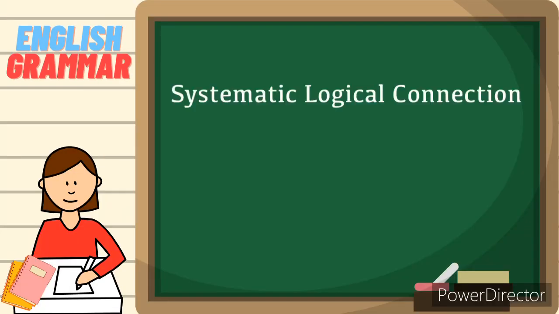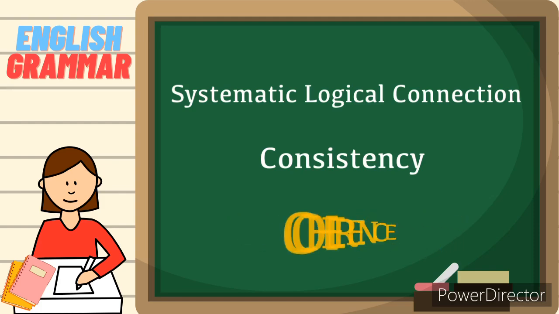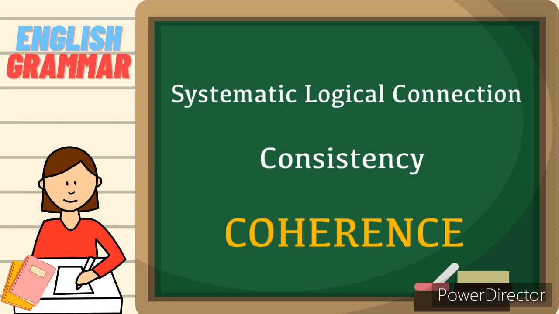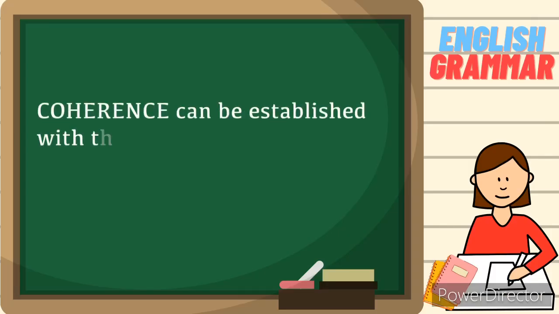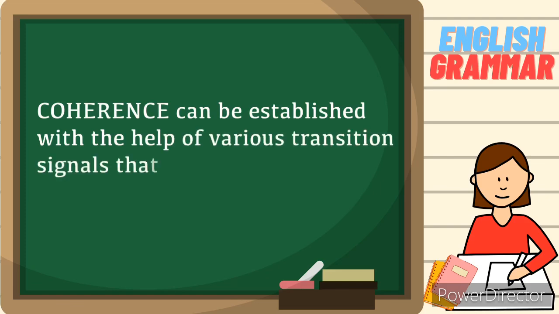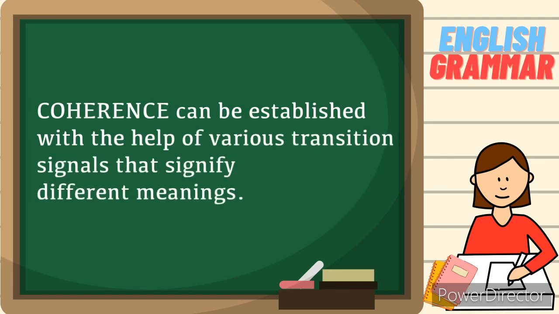Systematic logical connection or consistency in sentences and text is important to establish a clear presentation of information. This connection can be established through coherence. Coherence can be established with the help of various transition signals that signify different meanings. These signals are used depending on the meaning or context portrayed. A change in transition signal may result in incomprehensible concepts or absence of connection.